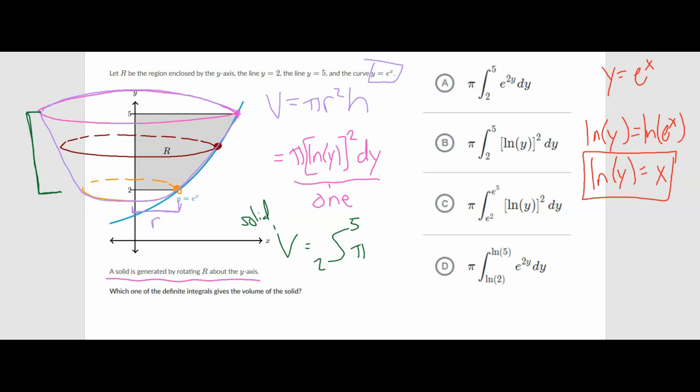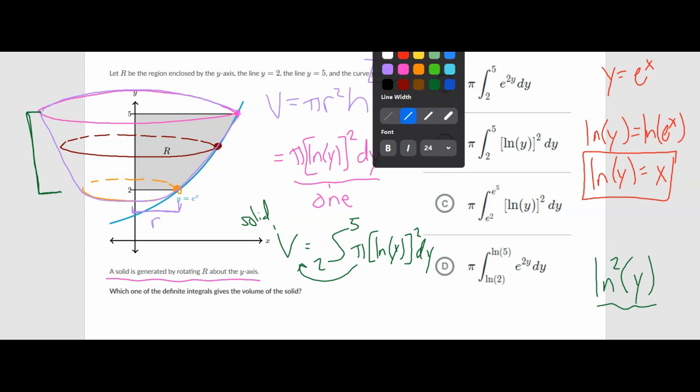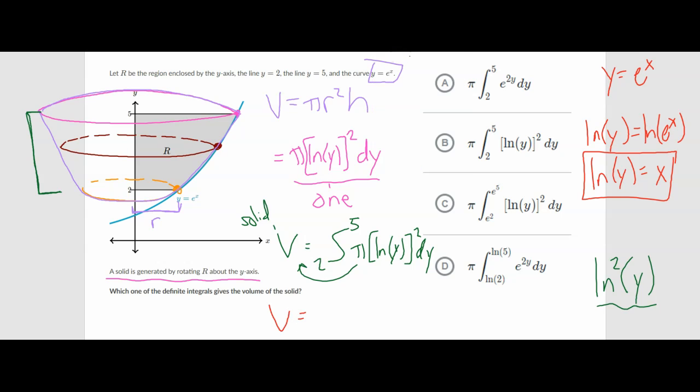Here's another way to write the natural log of y squared. Actually, I'll keep it the way I did. I was going to say you can write the natural log of y squared as this. It means the same thing, but since our answers look like the way I wrote it before, we'll keep it like that. You can also pull the pi outside of the integral, right? So final integral should look like this. And it looks like that matches one of the first two. It looks like it matches B.